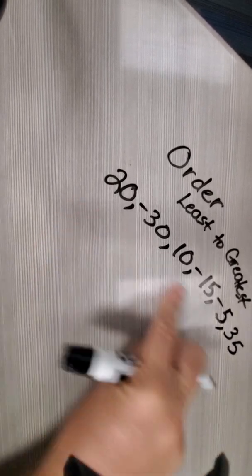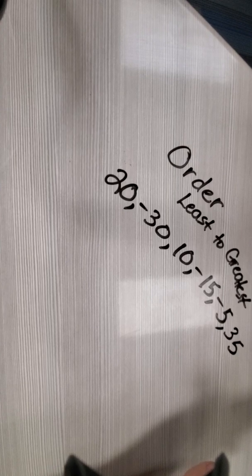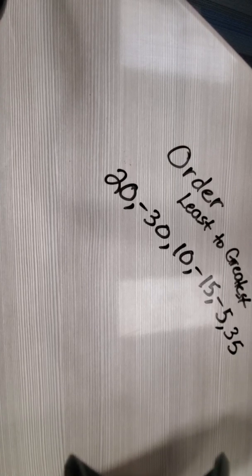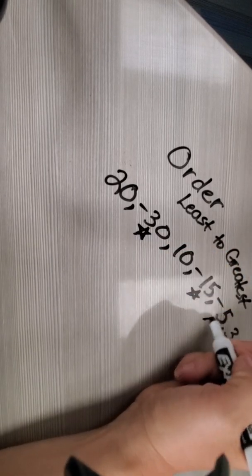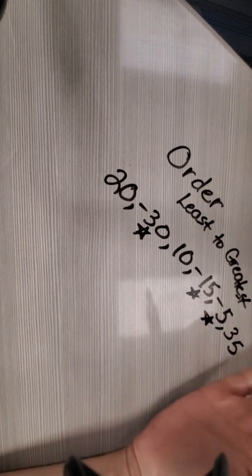All right, so let's say that we have these integers here and we want to order them from least to greatest. So what I'm going to do is I'm going to first look for my negative numbers, because I know my negative numbers are going to be smaller than my positive numbers regardless.